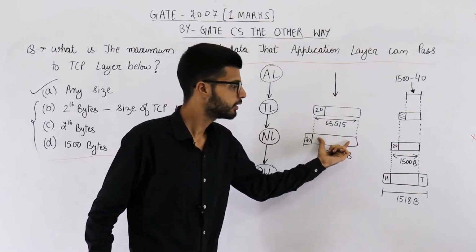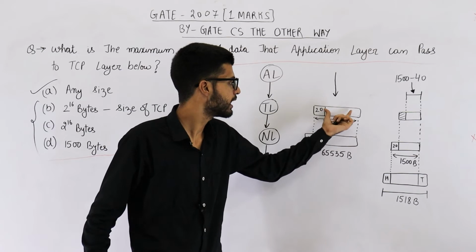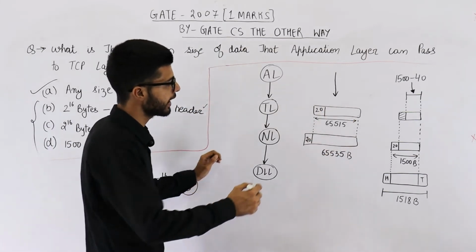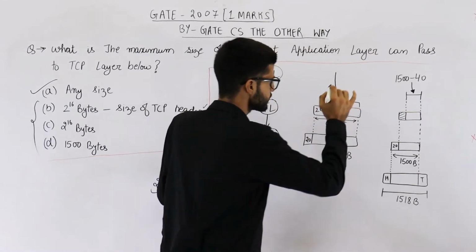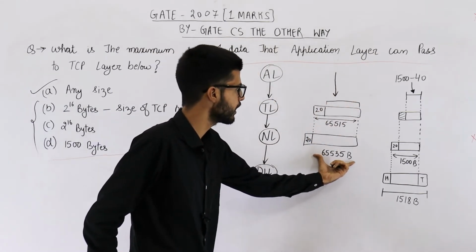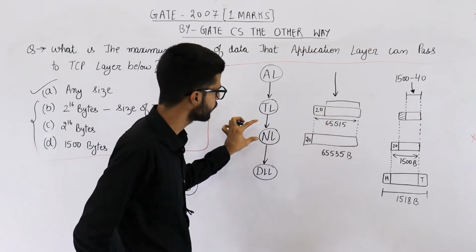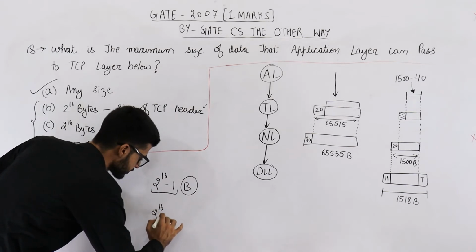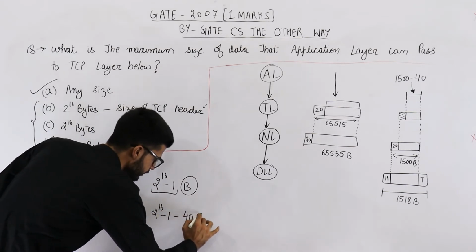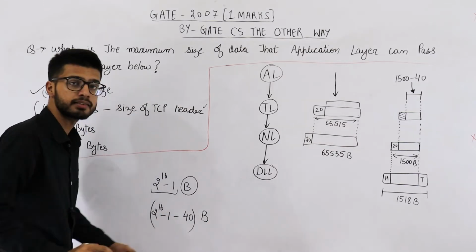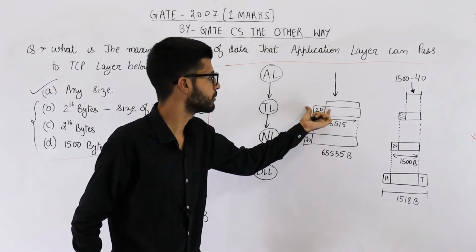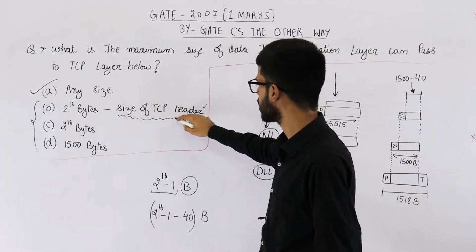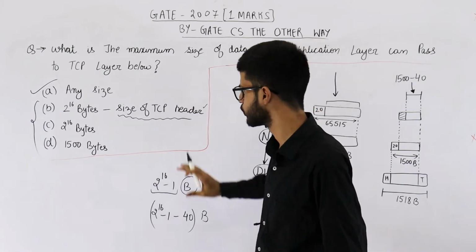Inside this IP packet, in the data part of this packet, you will be having a TCP segment. And maximum data that can be contained in this TCP segment is this much. That means 65535 minus 20 for the IP header and 20 for the TCP header. So maximum data will be 2 power 16 minus 1 minus 40 bytes. This is if we assume that the header is of minimum size, 20 bytes each. So they are just trying to confuse you.